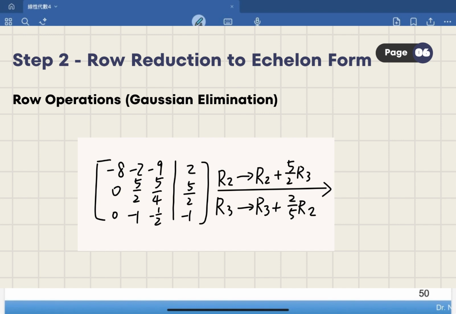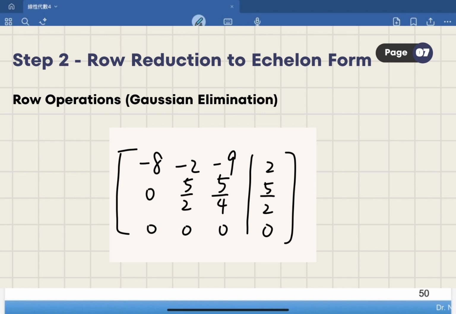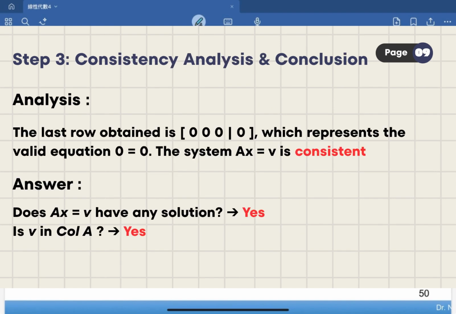Multiply the third row by 5 over 2 and add it to the second row. Row 2 equals row 2 plus 5 over 2 row 3. Row 3 equals row 3 plus 2 over 5 row 2. So we get row 1 is minus 8, minus 2, minus 9, and 2. Row 2 is 0, 5 over 2, 5 over 4, and 5 over 2. Row 3 is all 0. So the system is consistent and has at least one solution. So Ax equals V has a solution.